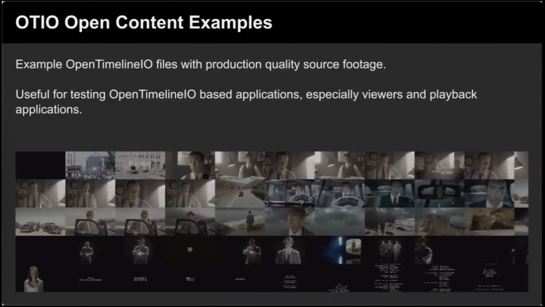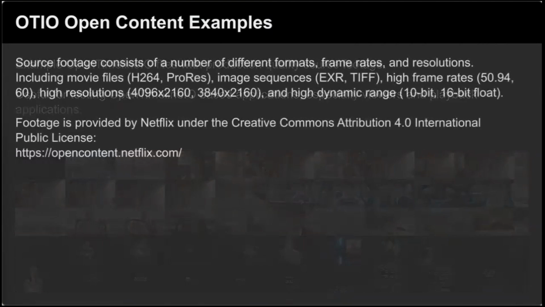The OTIO OpenContent Examples are a collection of example OpenTimelineIO files with production quality source footage. They are useful for testing OpenTimelineIO based applications, especially viewers and playback applications. The source footage consists of a number of different formats, frame rates, and resolutions, including movie files, image sequences, high frame rates, high resolutions, and high dynamic range. The footage is provided by Netflix under the Creative Commons Attribution 4.0 International Public License.